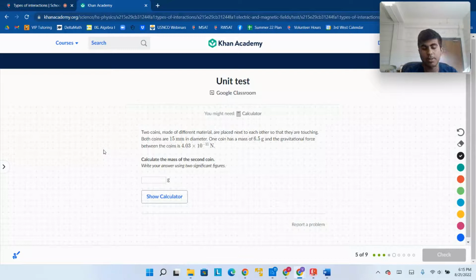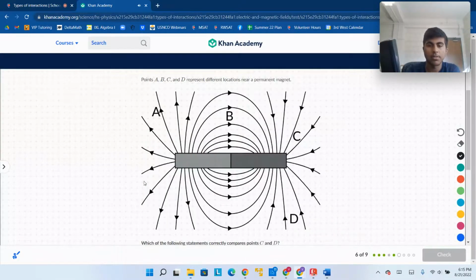We can multiply both sides by the radius squared, and now we just have to find the product of the two masses, the two coins. So we divide by the mass of the first coin, and that gives us the mass of the second coin, multiplied by 1,000 to give it in grams, to be 21 grams. And we can keep going to the next question.